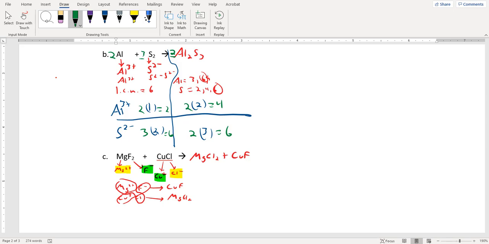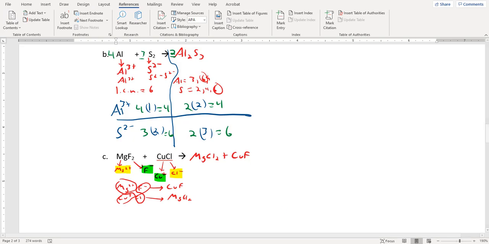Let's go back up to the aluminum. That's not balanced. However, if I were to change this so that there's 4, then I'll change this one over here. So it's going to be 4 times 1 is 4. So 4 aluminums on the reactant side, 4 aluminum ions on the product side, 6 sulfides on the reactant side, 6 sulfides on the product side. This equation is now balanced. We're all done.